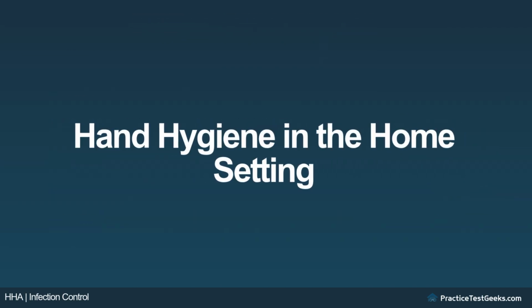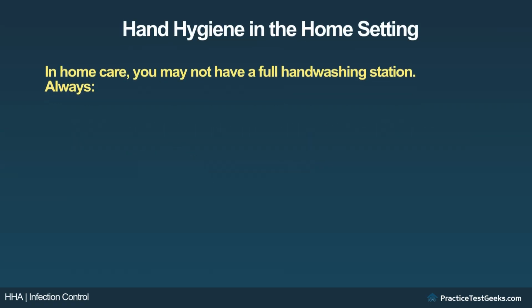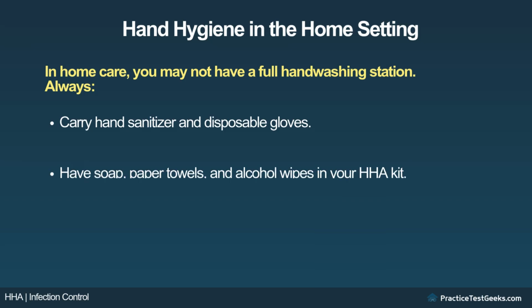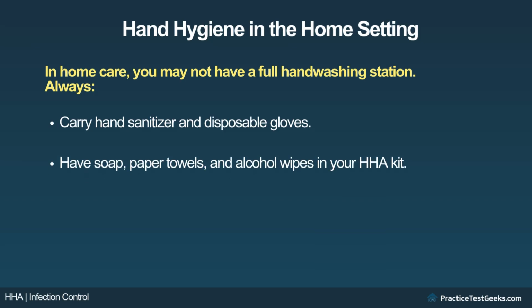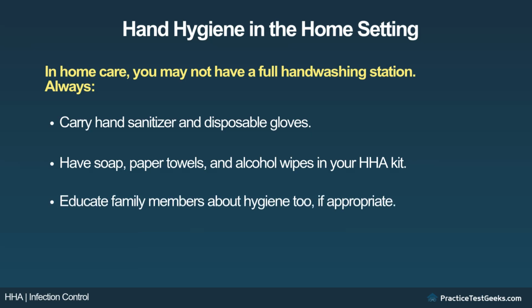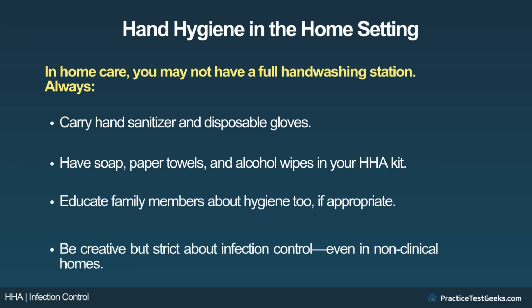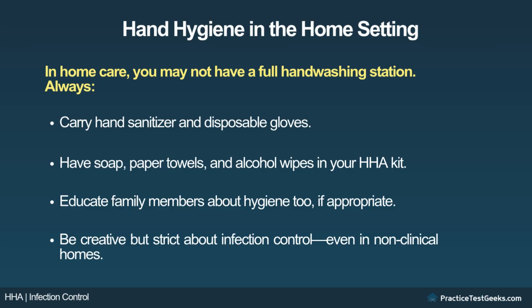Hand hygiene in a home care environment comes with its own challenges, but your standards should never change. In home care, you may not have a full hand washing station. Always carry hand sanitizer and disposable gloves. Have soap, paper towels, and alcohol wipes in your HHA kit. Educate family members about hygiene too if appropriate. Be creative, but strict about infection control, even in non-clinical homes.